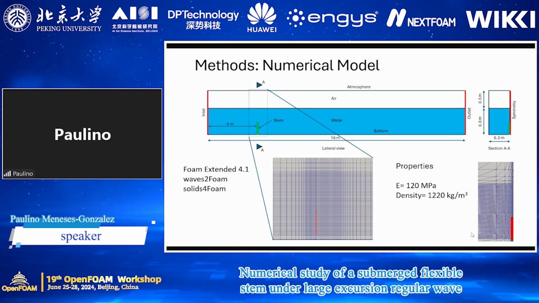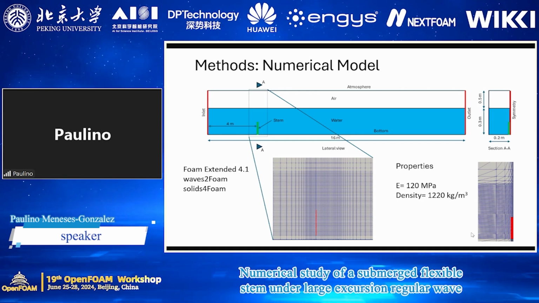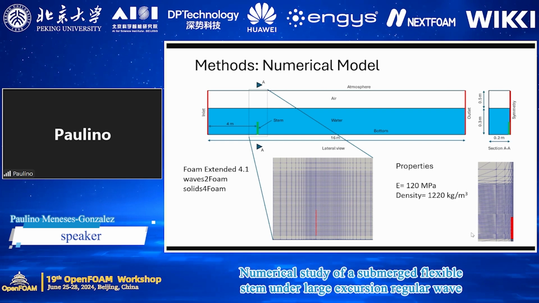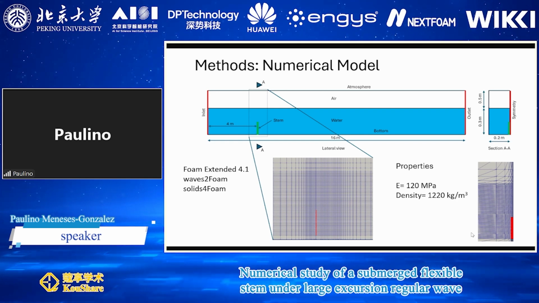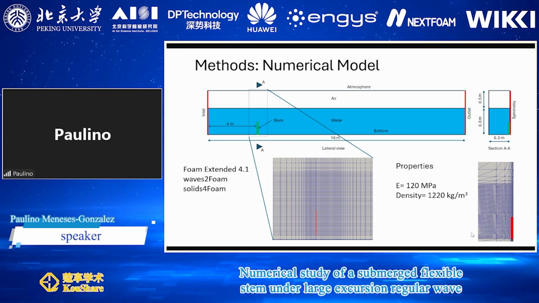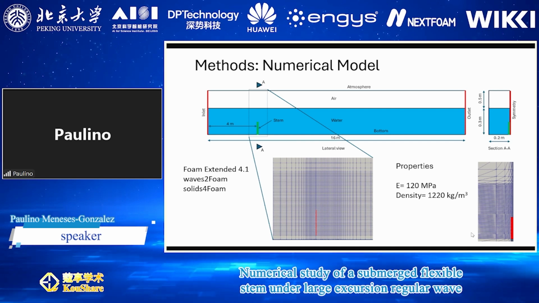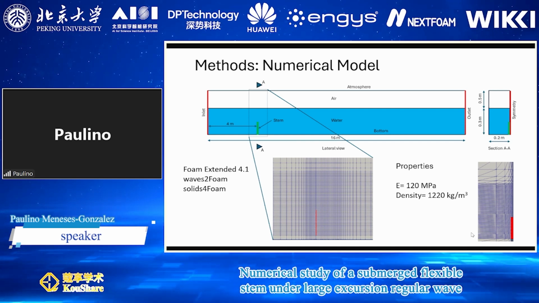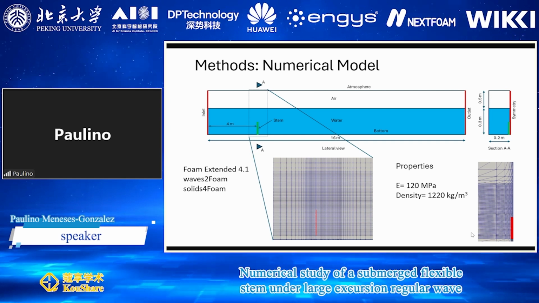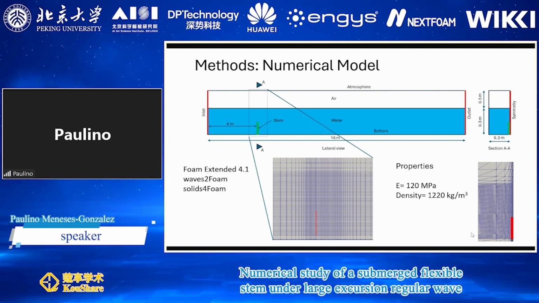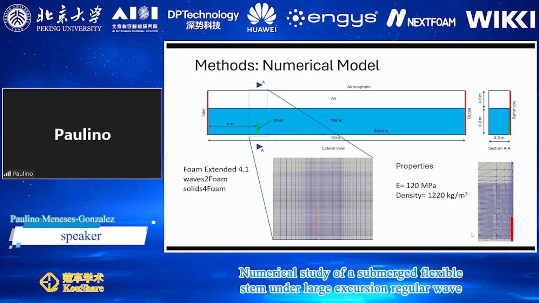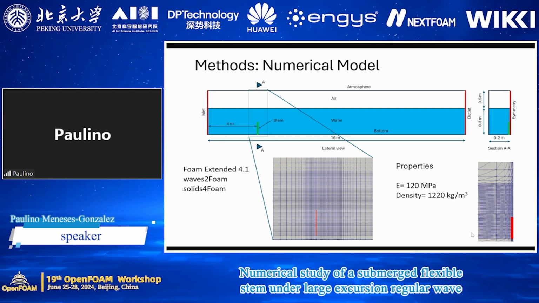The wave flume was provided with an inlet condition to create the wave, and on the other side an outlet condition to absorb and prevent the reflection. The atmosphere condition was opened, and the bottom has a zero velocity condition.